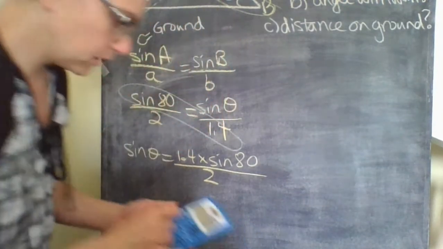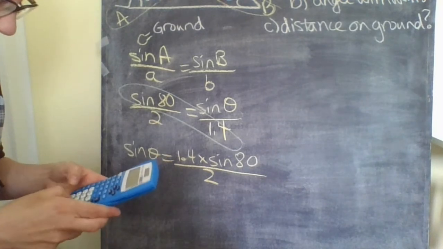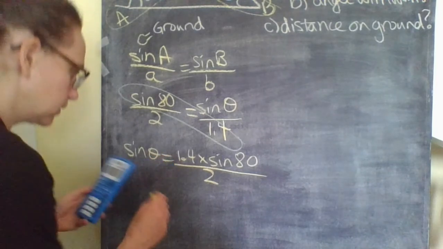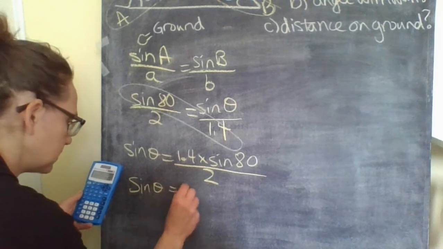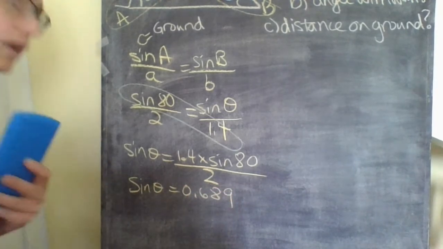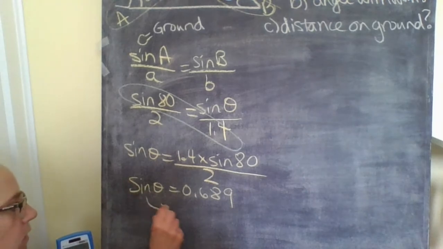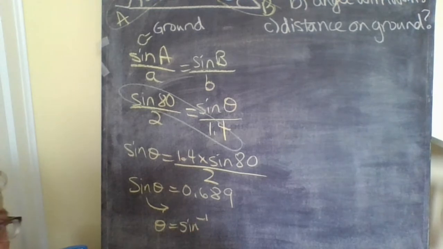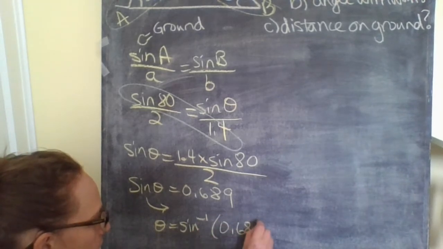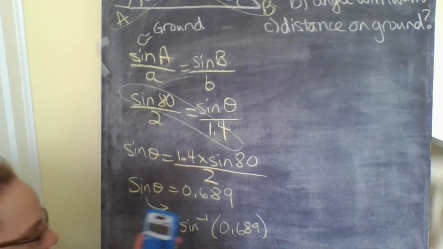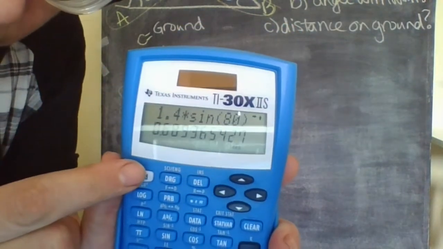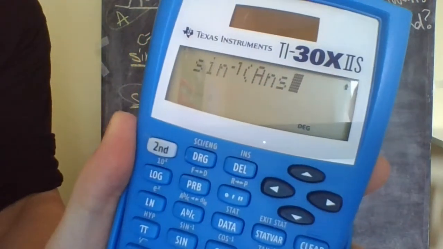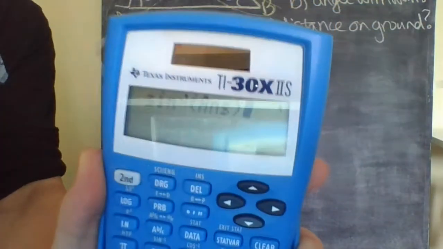Pop that into your calculator, and you're going to get some big kind of decimal. 1.4 times sine 80 divided by 2 equals, so you've got sine angle is 0.689. Remember to bring sine to the other side. We have to use our shift button because we need that inverse. Sine inverse of 0.689. So to do that, remember it's second function, sine, to get that sine minus 1. I put in my ans key, because that's my answer from before, and there you go.